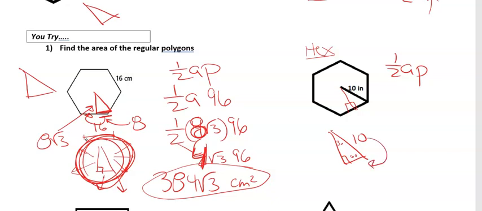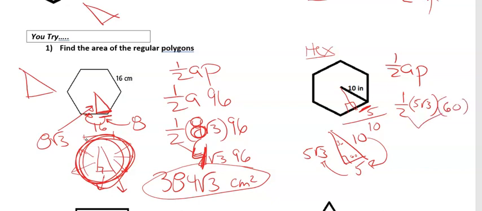If this is 10, how do we get here? 5, and then how do we get to here? Rad 3, 5 rad 3. Now we have everything we need. Half of the side is 5, because that's what we just solved for, so the whole entire side is 10. Now we have everything we need. 1/2 apothem, which is 5 rad 3. And the perimeter is 60, because it's 6 of those 10s. Half of 60 is 30, and 30 times 5 rad 3 is 150 rad 3 inches squared.